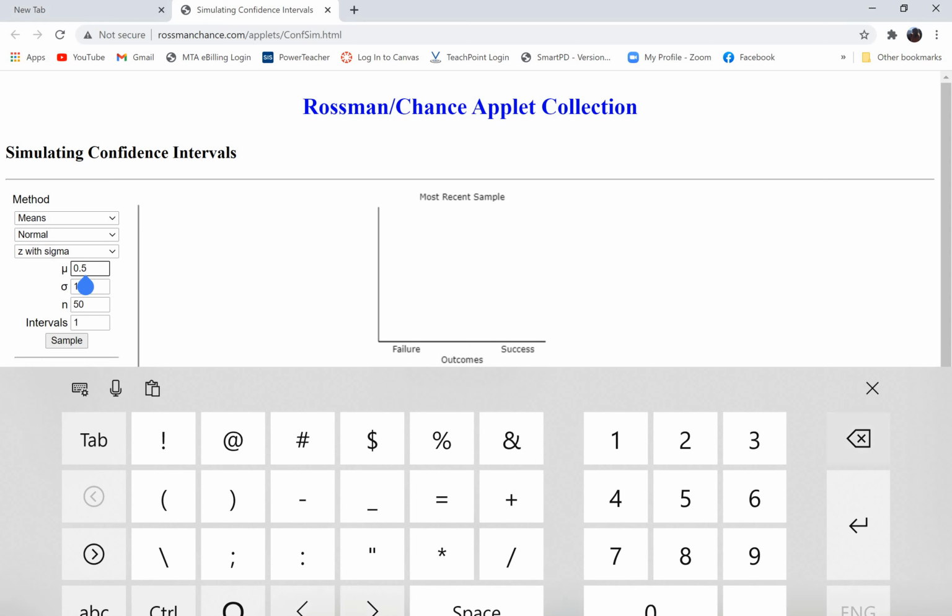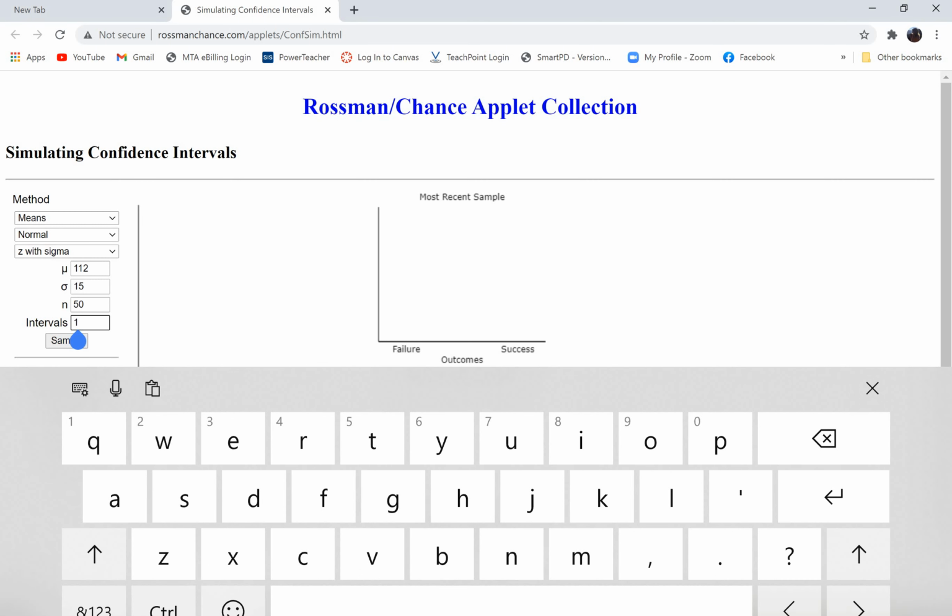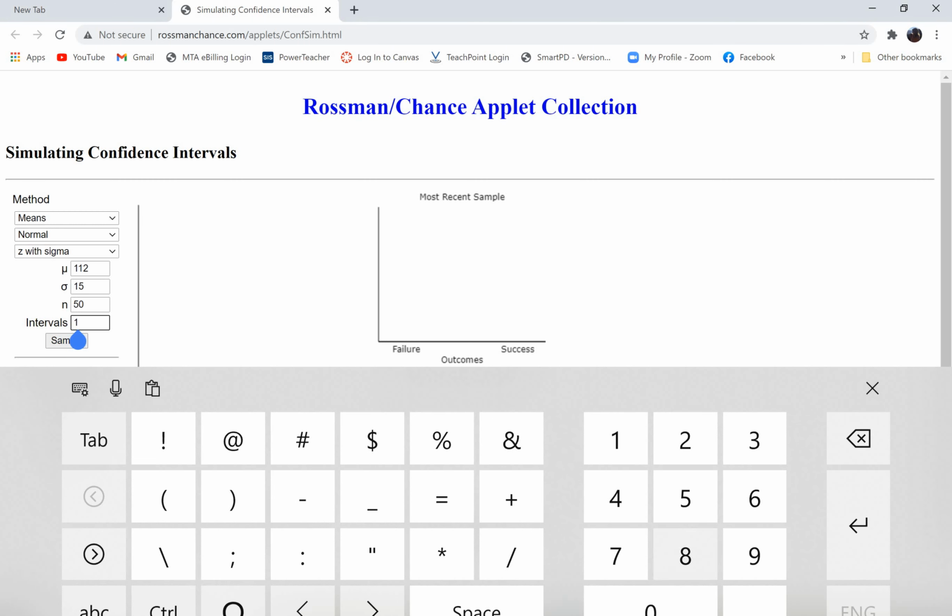This will do that calculation in the background. And our mean was 112. So now this mean here, notice it's next to mu, where I'm just going to pretend that 112 was in fact the population mean. It's not going to be an issue for what this illustrates. And let's start off just with 10 intervals.